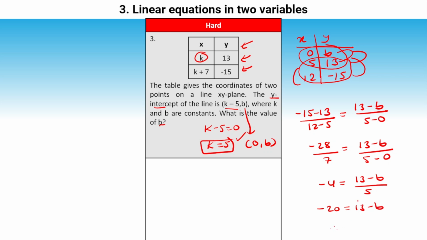So if we go that side, that becomes positive. Minus 20 becomes positive, that is 13 plus 20, is the answer, that is 33. So 33 is your answer. So 33 is your final answer. Okay, so let's move to the next one.